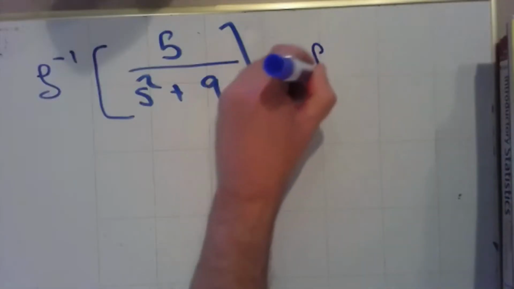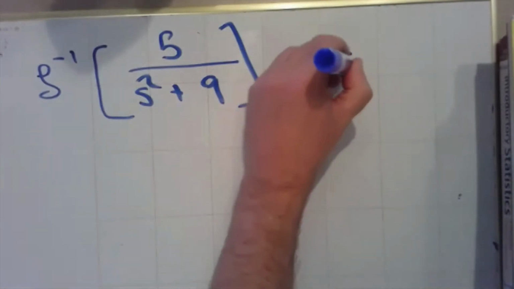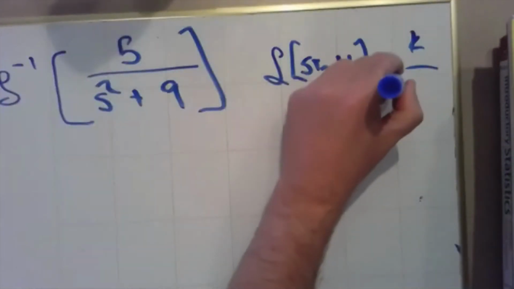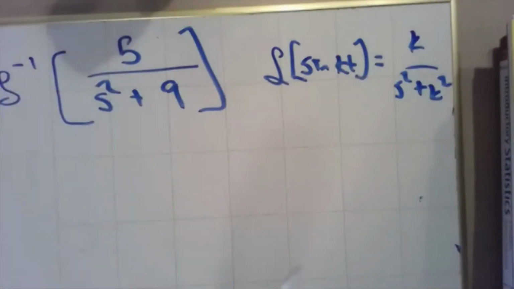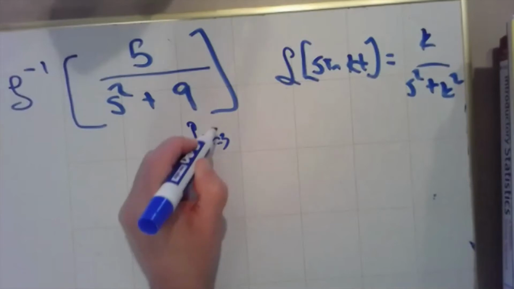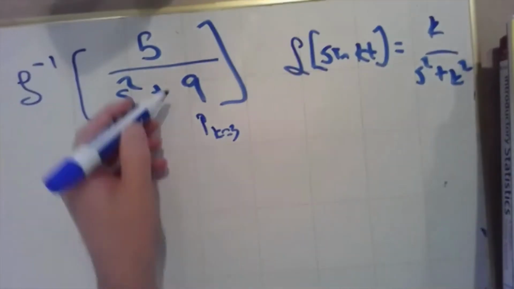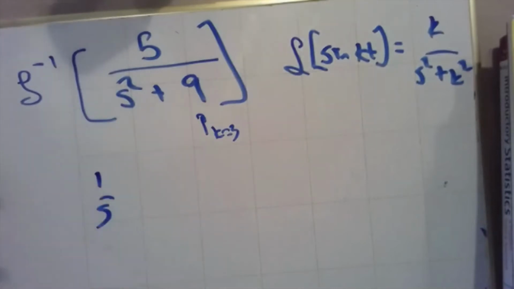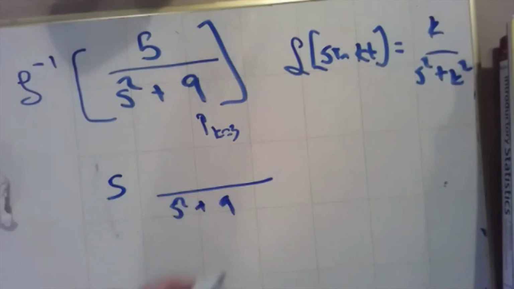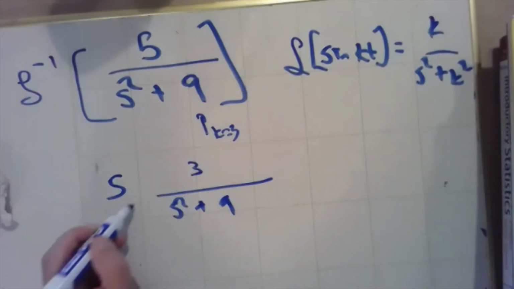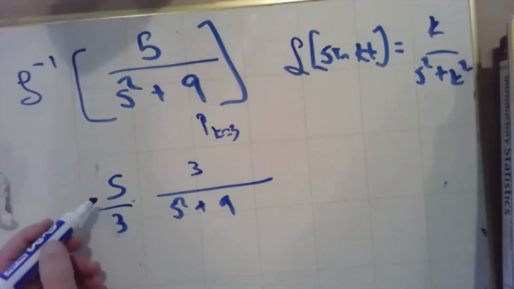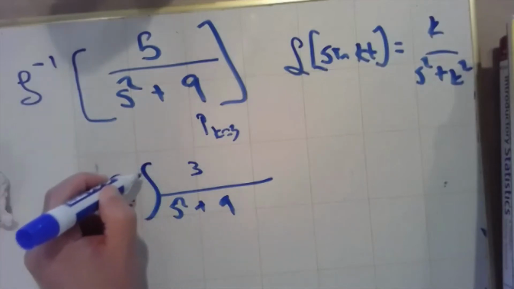So I'm using this formula, the inverse Laplace transform equals, what was that? K over s squared plus k squared. I want to match this formula. So my k here is 3, and that's 3 squared. So I'm going to pull that 5 out. I need a 3 on top, so I'm going to put my 3 on top. And at the same time, put 1 on the bottom, so I'm not making stuff up. This is what I want the inverse Laplace transform of.